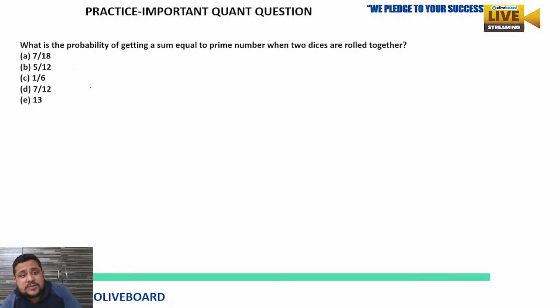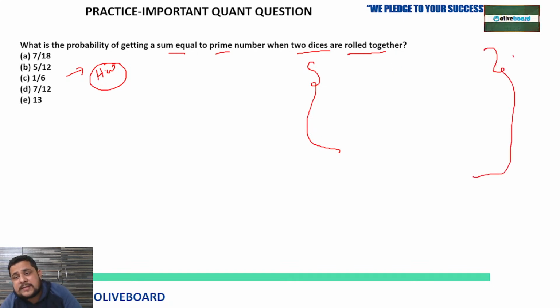So our first question was the homework of the previous session of SEBI Grade A exam. What is the probability of getting a sum equal to a prime number when two dice are rolled together? First of all, you must understand what they are asking: the probability of getting a sum equal to a prime number when two dice are rolled together.